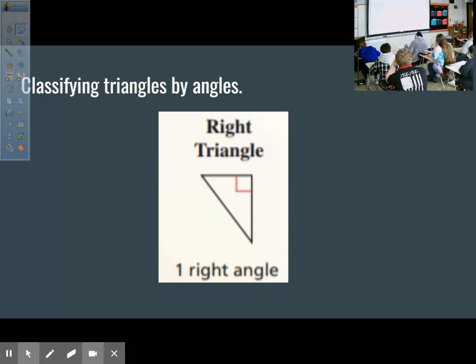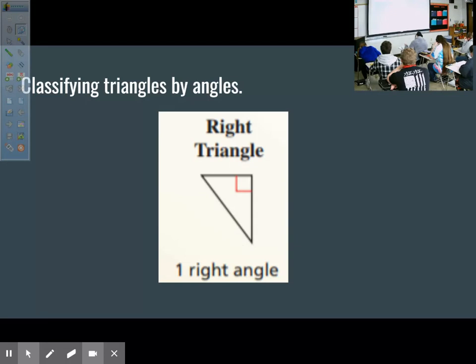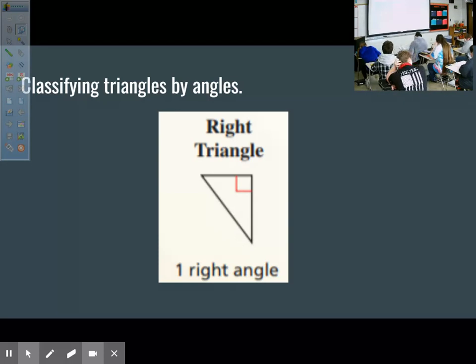So which of those triangles would be considered a right triangle? Bottom left. How did you know that was a right triangle? It has that square symbol for a 90-degree angle, for a right angle.